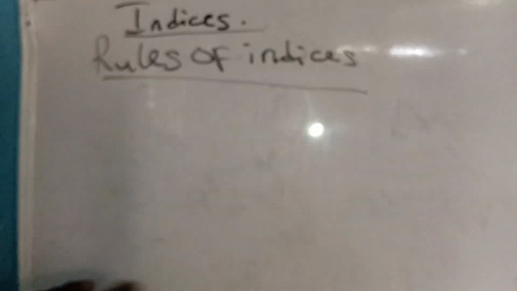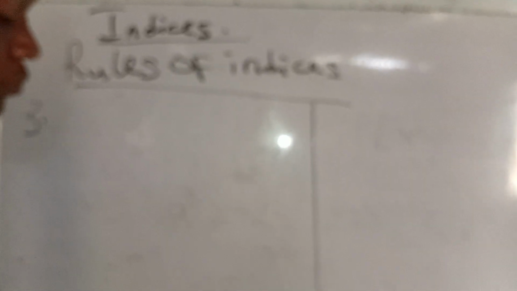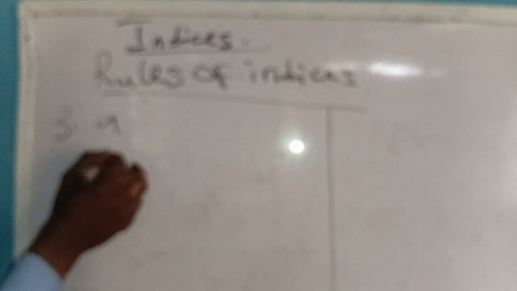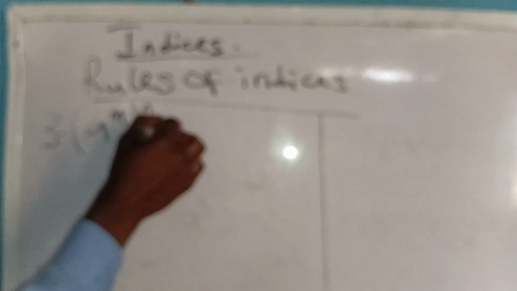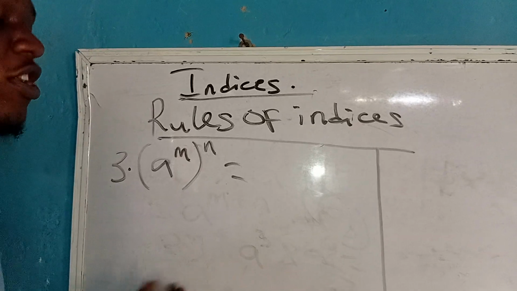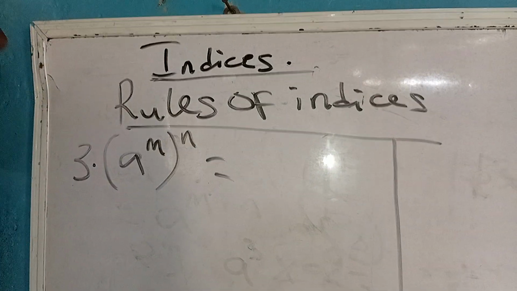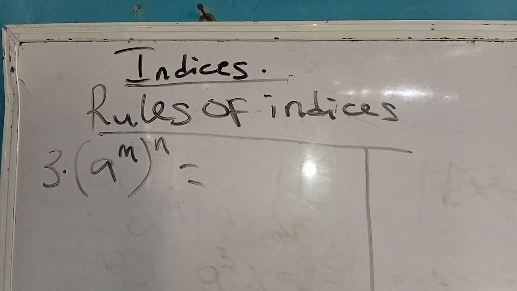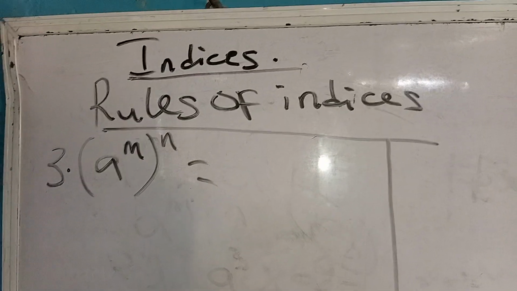If you are talking about the third law, it is (a^m)^n. This is what we call the product law, and to solve it is very simple. This bracket simply means multiplication, and if you are dealing with multiplication, we all know that multiplication means times.